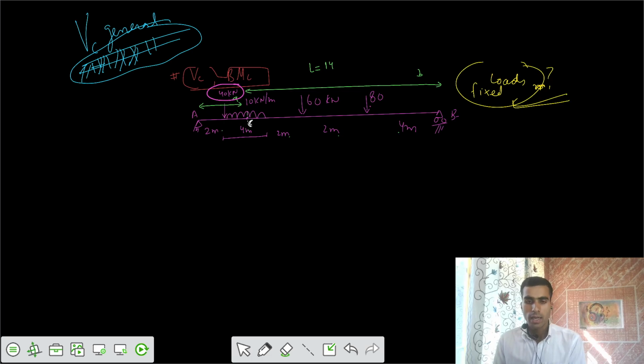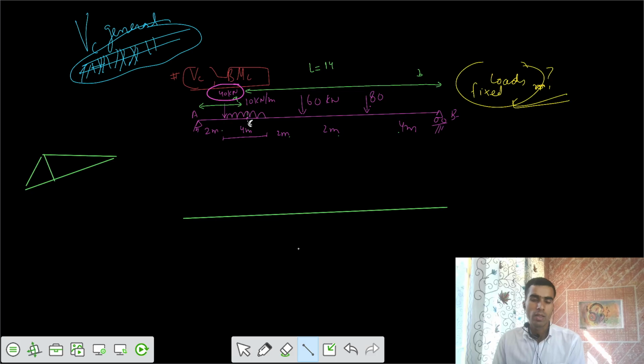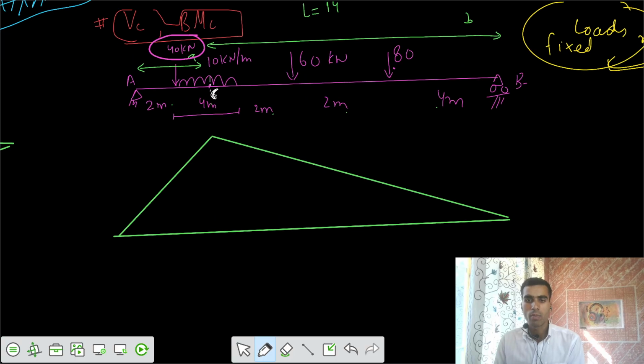Now the second one is the ILD for moment at C. Do you know what the ILD looks like if you have a simply supported beam and a section at some point C? We know that the value equals AB by L. So the diagram would be in this fashion. This would be your ILD for bending moment at C. This ordinate would be equal to AB by L.